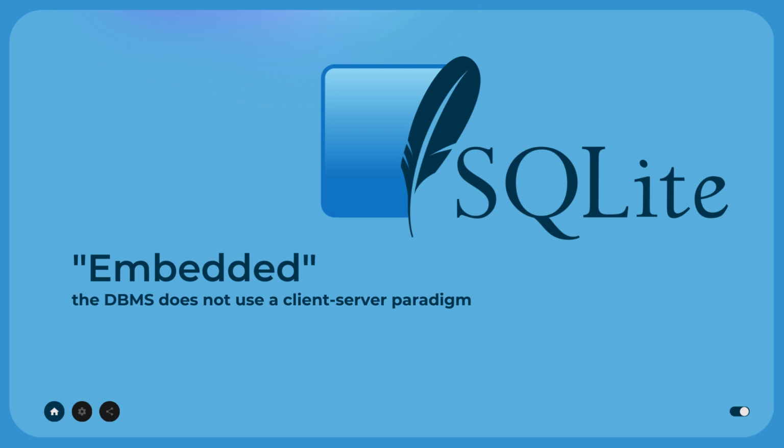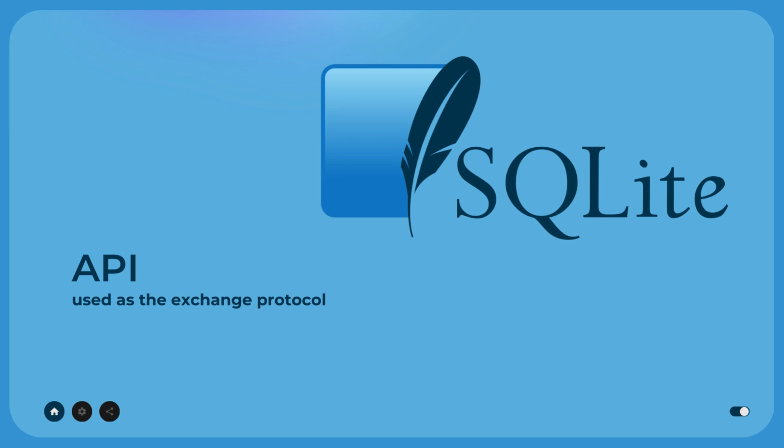The SQLite engine is not a separately running process with which the program interacts, but a library. The program is linked with it, and the engine serves as an integral part of the program. Function calls to the API of the SQLite library are used as the exchange protocol.